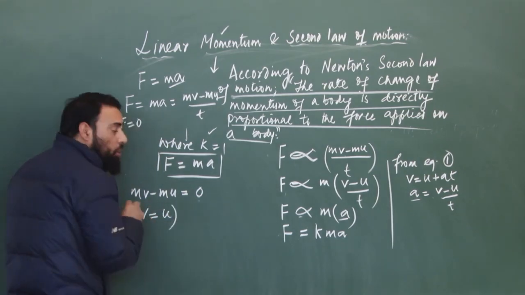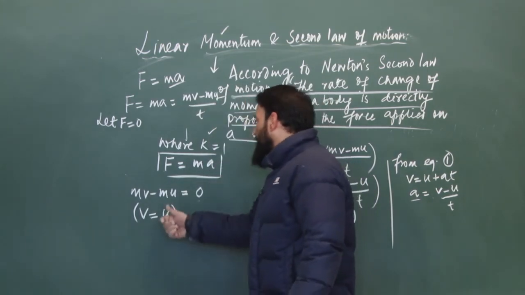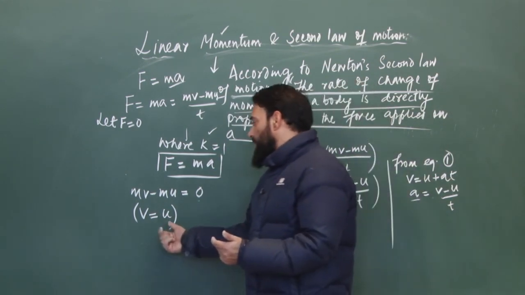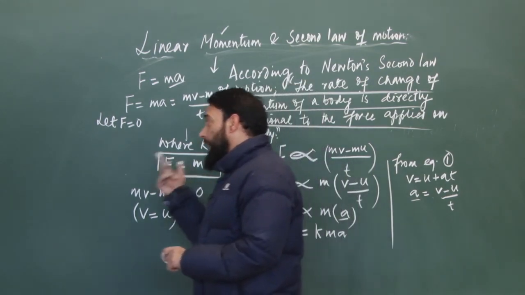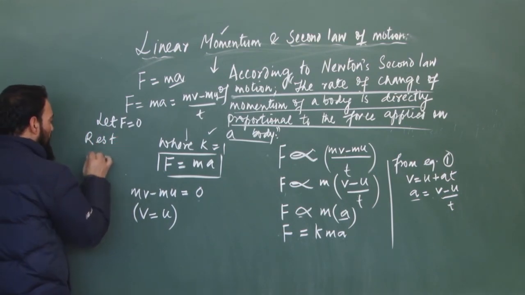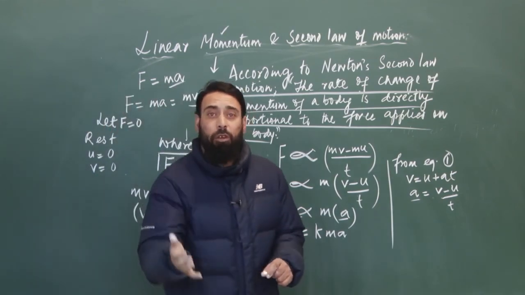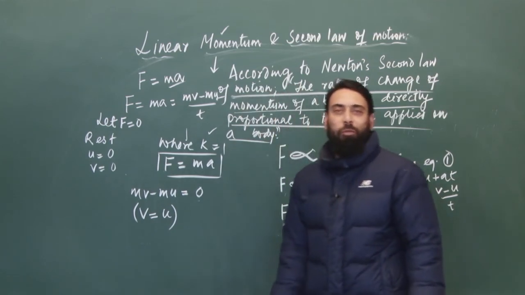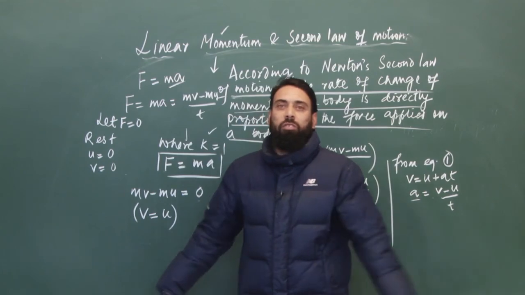So when v is equal to u, the initial velocity of the body is equal to its final velocity. When a body is moving with a uniform motion, its velocity doesn't change, that means its initial velocity is equal to its final velocity. Another case is when a body is at rest: its initial velocity is 0 and its final velocity is also 0. This is possible only when no force is applied on the body.